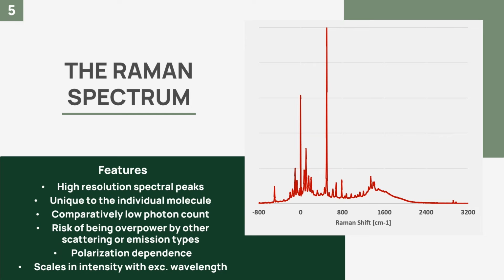It's also worth mentioning that it's polarization dependent, in that the polarization of the incident light does affect how likely an event is to happen, as it needs to interact with the electron cloud of the molecule itself. So that is worth considering. And of course, up until a certain point, the intensity of the Raman signal scales with the intensity of the laser used to generate it. So if you double the intensity of the laser, you should also get double the intensity of the Raman output. But there are limits to how far you can go with laser power.